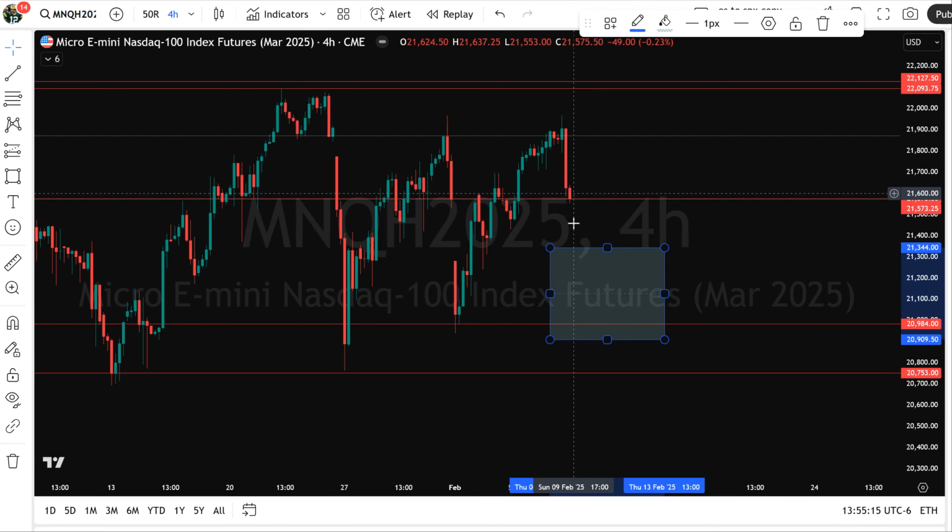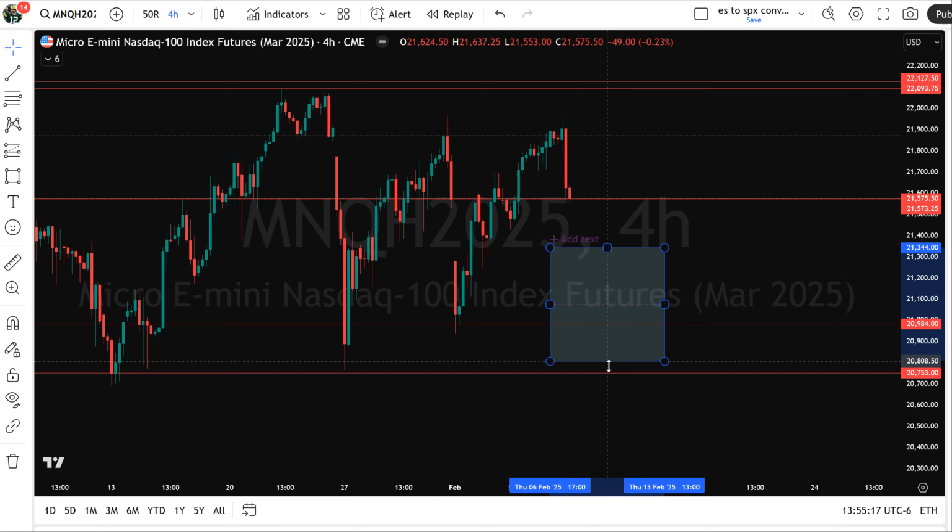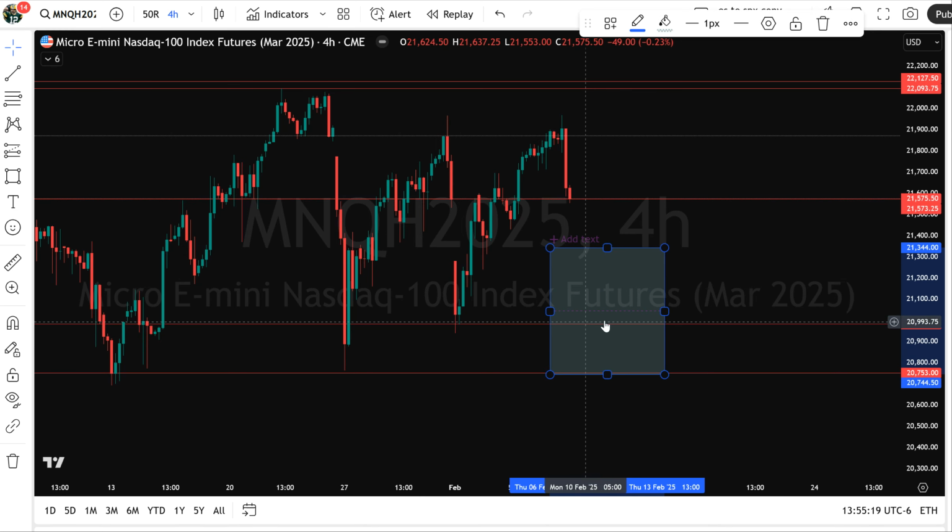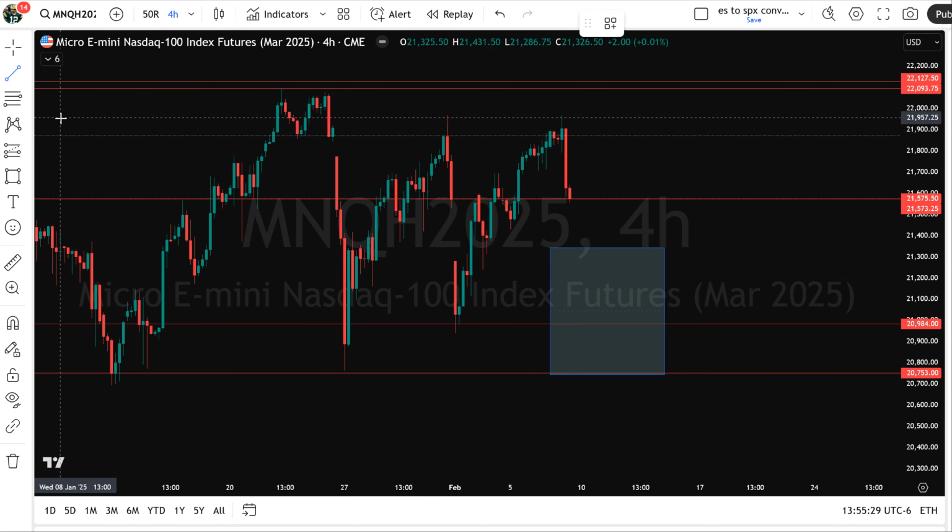I would think we're going to probably and possibly even go down to here before we turn back up. But just based on what I'm seeing here and what has happened in the past, that's just what I'm thinking. I'm just going to show you this M pattern real quick.